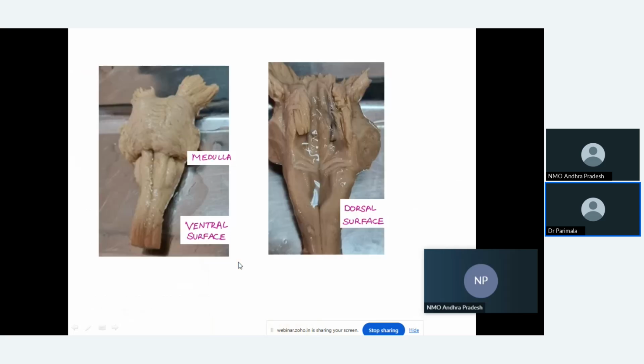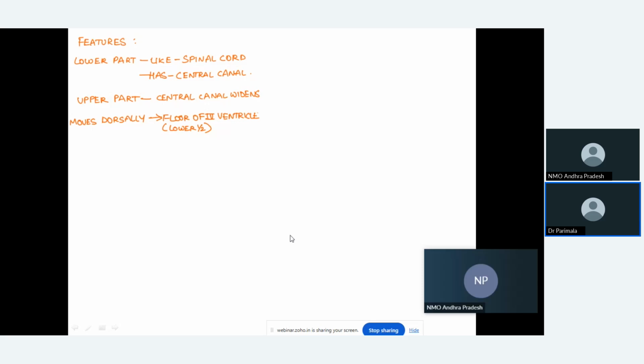With this introduction, this is how they appear. Here you are able to see the bulges, and we are at this level. We are going to see the section at this level, fasciculus gracilis and fasciculus cuneatus. Right. So this is what I have told you, the lower part and the upper part. What is the difference? In the lower part, the central canal is just like its location in the spinal cord. In the upper part, the central canal widens and further moves dorsally, and in the upper part, it forms the floor of the fourth ventricle. Right.